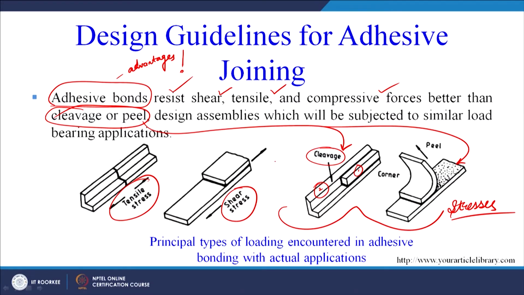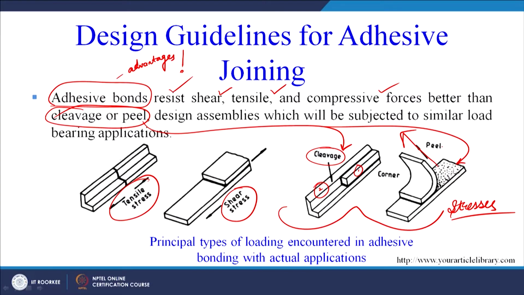If non-uniform loading or unsymmetric loading comes into the picture, cleavage and peel stresses may develop and lead to failure of the adhesive joint. Here we can see in this direction the peeling action is taking place because of the load acting in this direction. This is the first adherend, this is the second adherend, and this is the adhesive which has been used to make this joint. So peel stresses are leading to failure of the joint by peeling action.